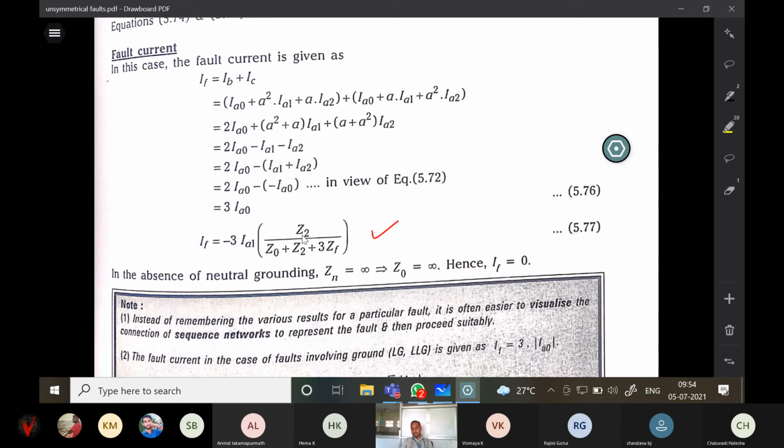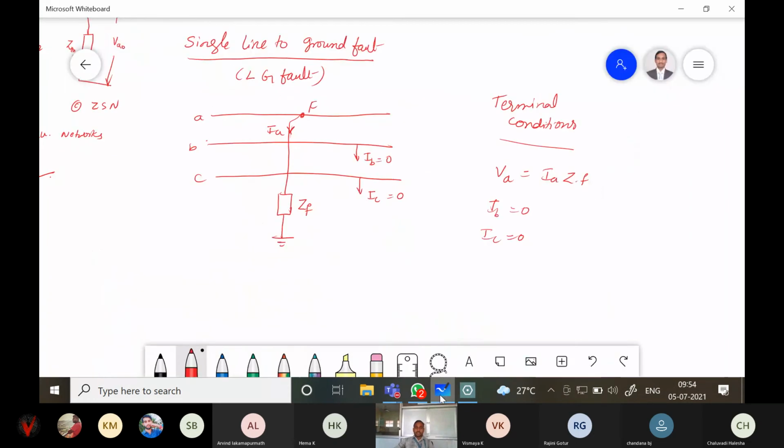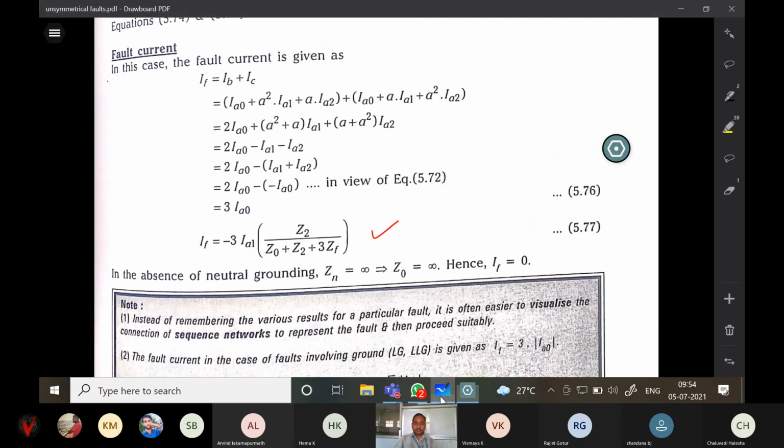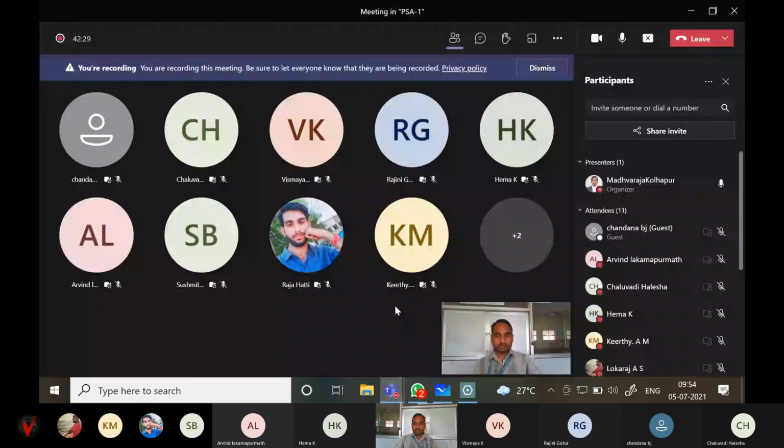So this is about the 3 derivations related to the power system. In the next class, we will discuss some more problems on this, and also another topic, that is the open conductor fault. That is also to be discussed in the coming classes. Then we will complete this unsymmetrical fault analysis. Okay, if anybody has any doubt, please ask.